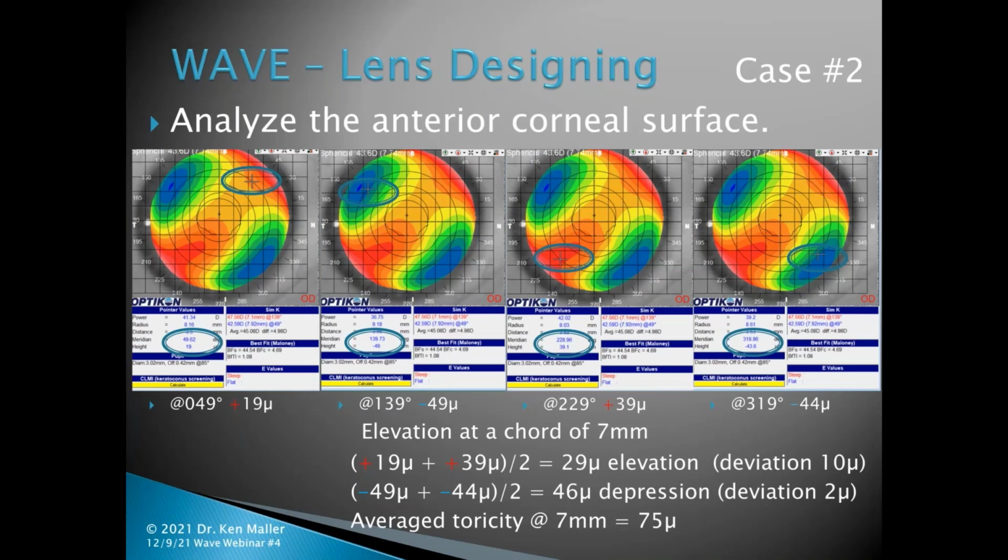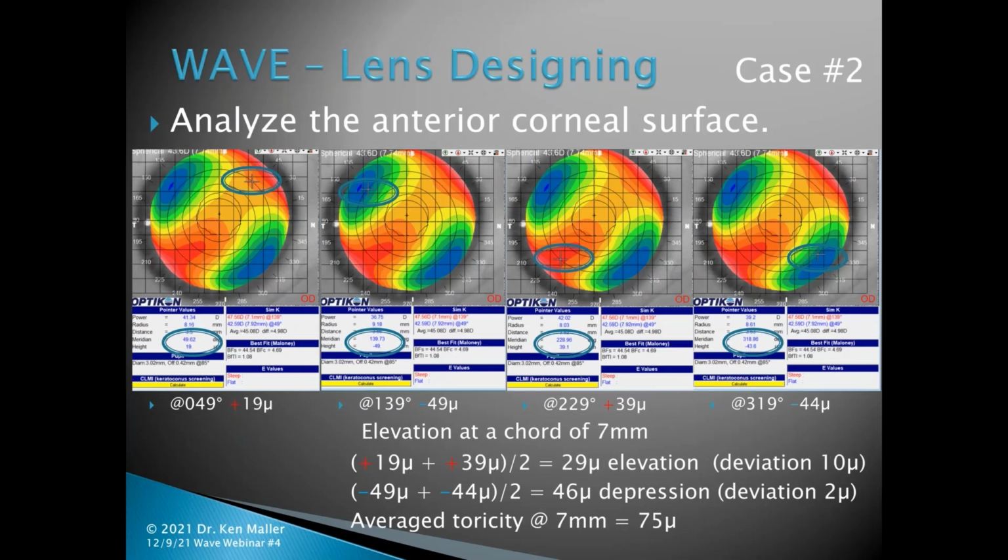It's about 29 microns. If we take a look at the depressed meridians, which are the 139 and the 319 meridian, we average the 49 and the 44 together, we have a 46 micron depression along that meridian, and there's only a deviation of 2 microns, so that's dead on in terms of really how depressed it is there. So we take a look at the 29 and the 46 that we came up with as the average elevation and depression. We really have an averaged toricity at 7 millimeters of 75 microns.